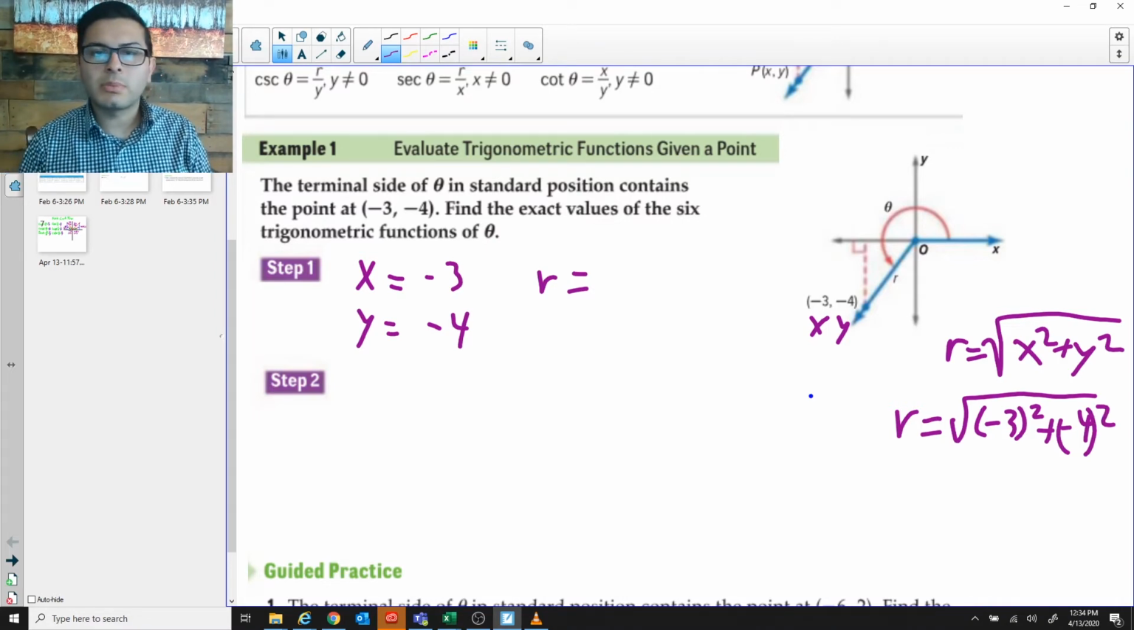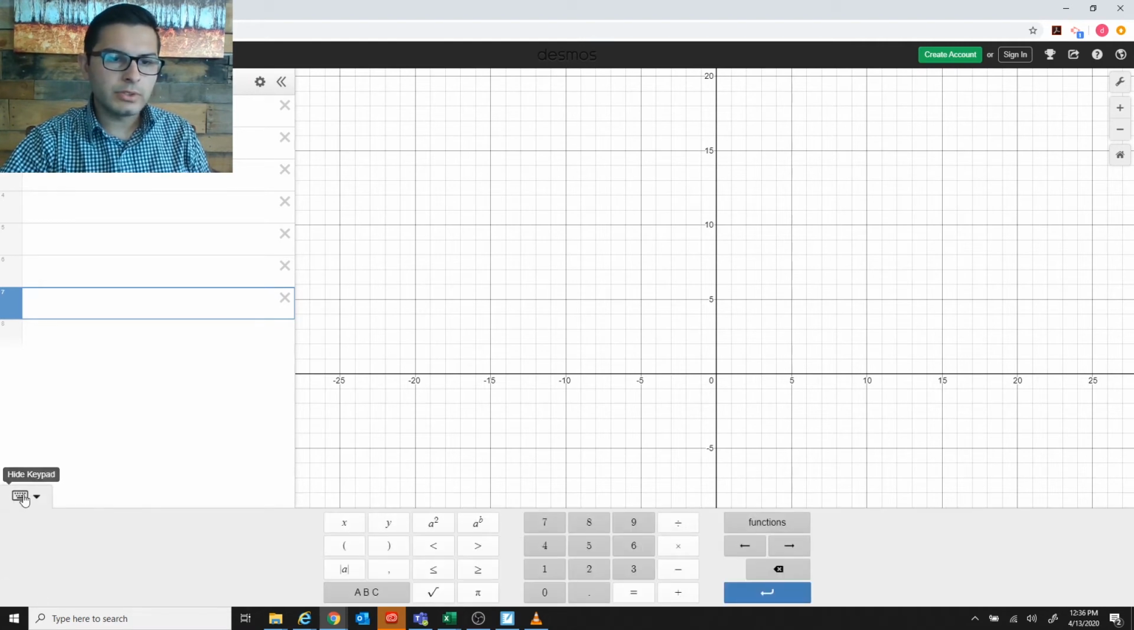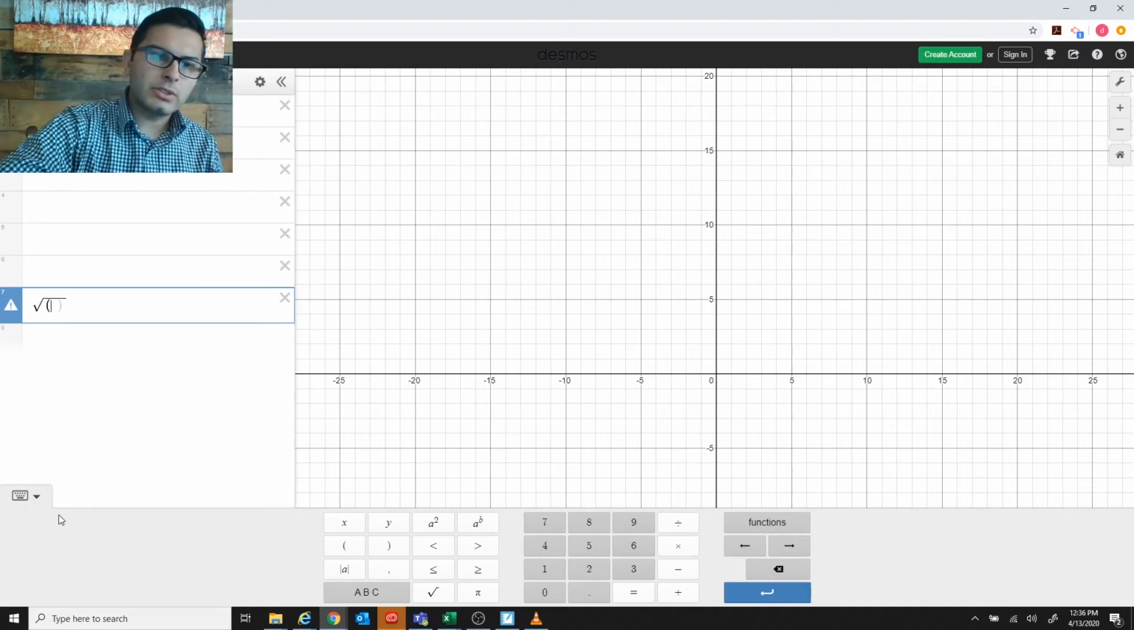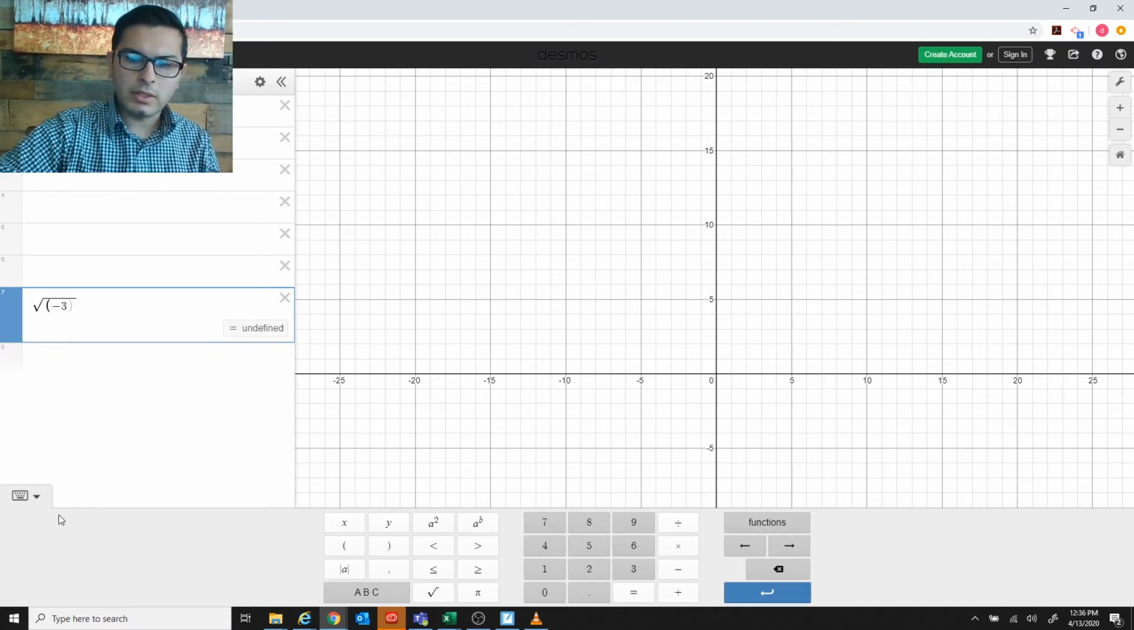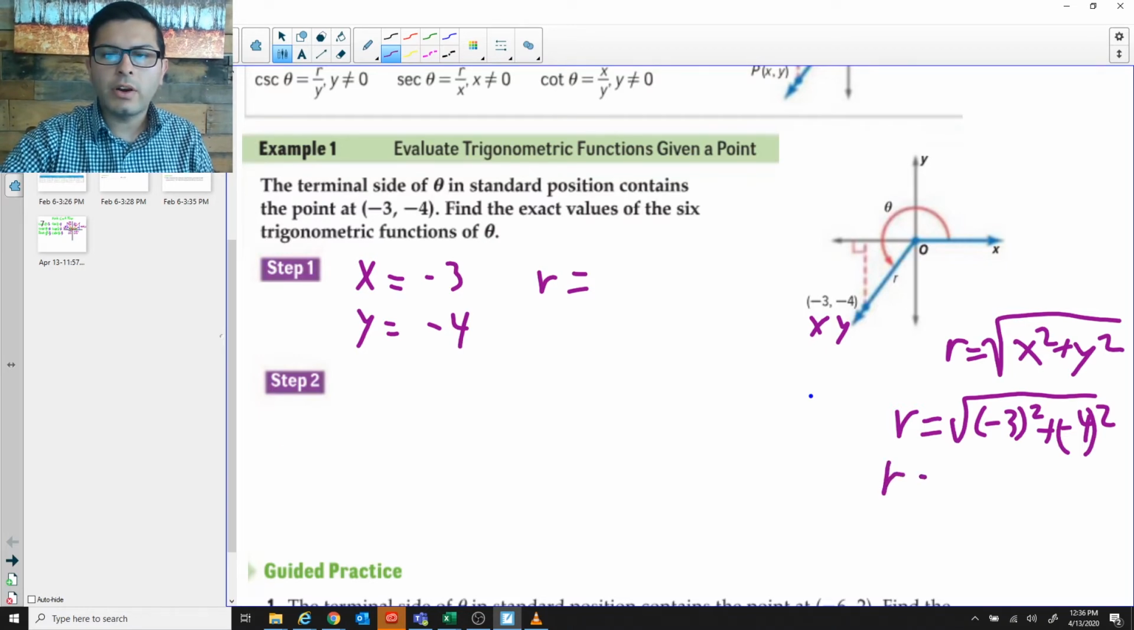And that's something we can just plug into Desmos. Again, to use our square root, all we're going to do is use this keyboard that they provided, and we have a nice little square root function here. Make sure that the -3 is inside of parentheses, and then you say to the power of 2. You will add it to -4 and make sure that is in parentheses to the power of 2. And we get 5. So here we're going to say our r equals 5.